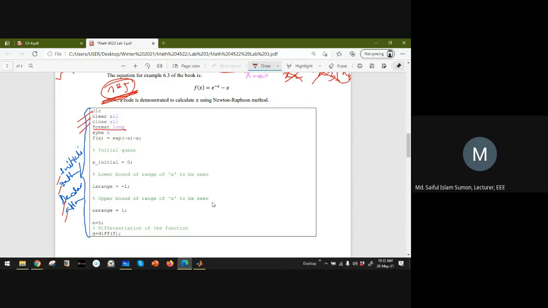Then what's the job of format long? Anyone know? Do you know? Have you used format long? Yes, sir. I think all the values will now be given in the long format, sir.